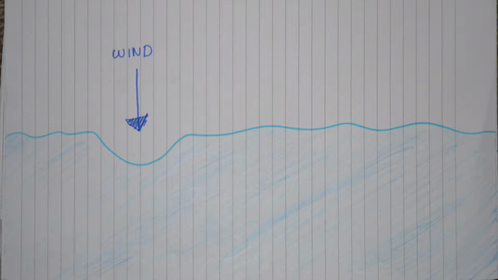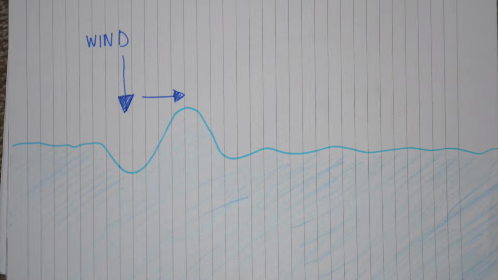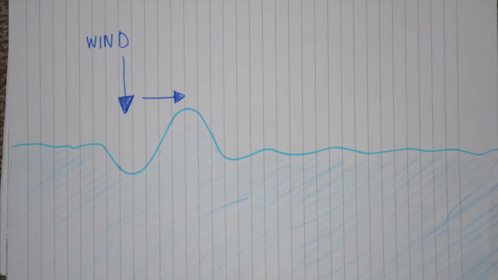If the wind was blowing down on the water, it would create a depression in the water's surface. This would make a lump of water appear that has been displaced and moved to the side. When the wind stops, this will then cause the depression to spring up and then back down.